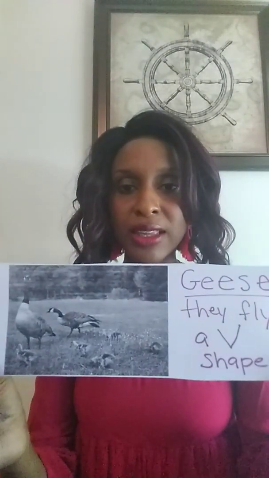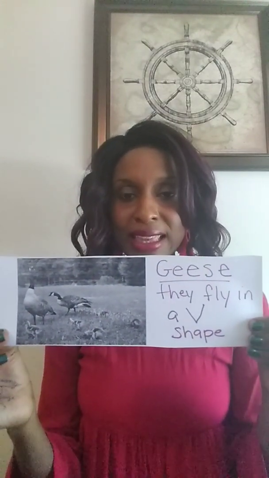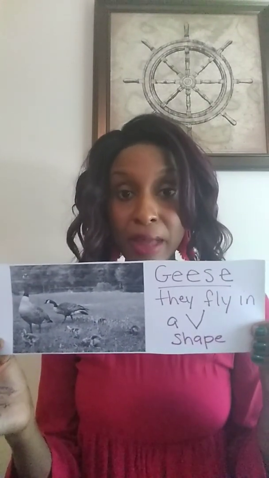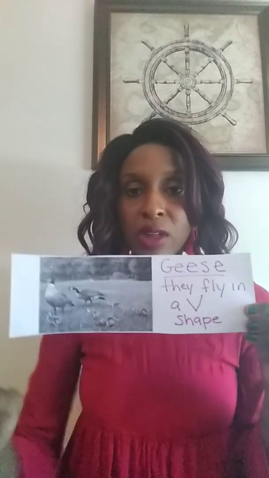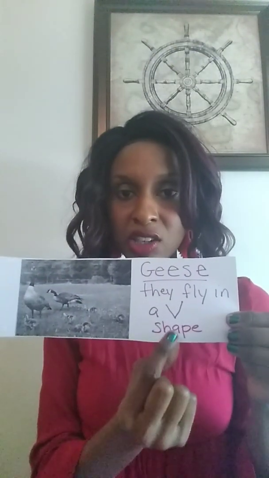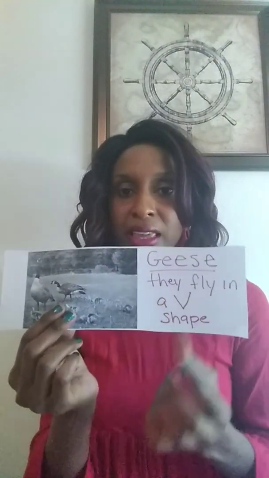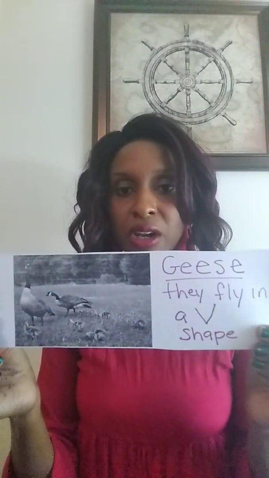Okay, so that's the first type of bird. And then there's another type of bird that comes out in the spring. And this bird is called a geese. Geese. And a fun fact about geese is that they fly in a V shape. So they fly in the shape of a V. See the V? They fly in the shape of a V. Geese is G-E-E-S-E. So geese are another type of bird that comes out in the spring.